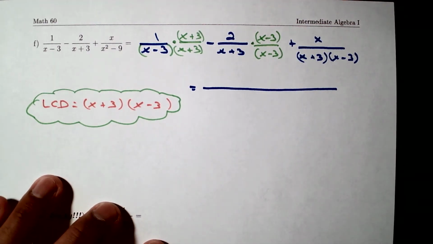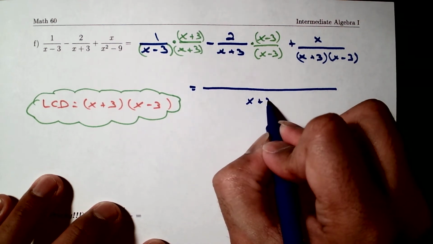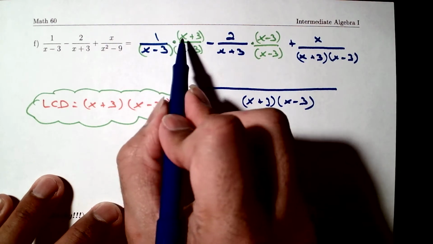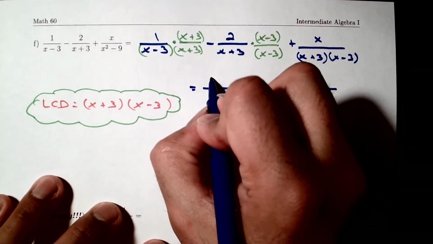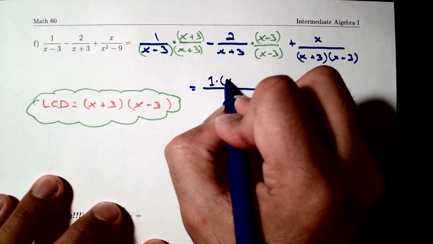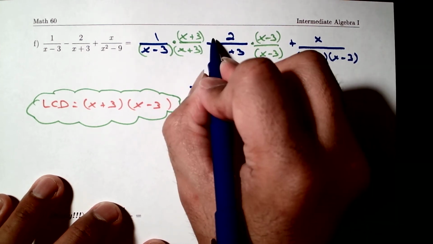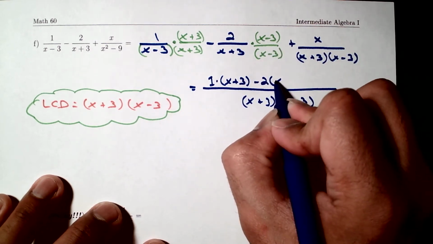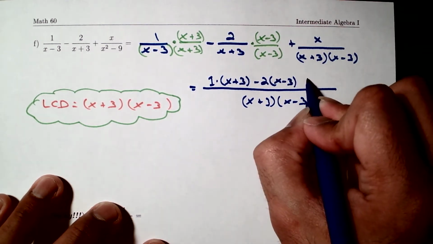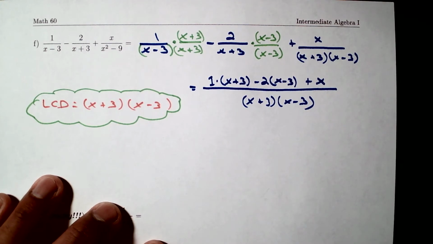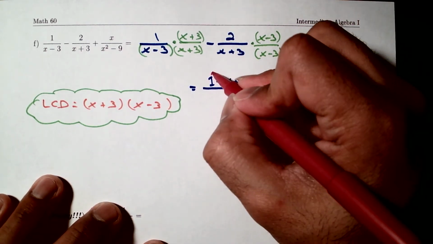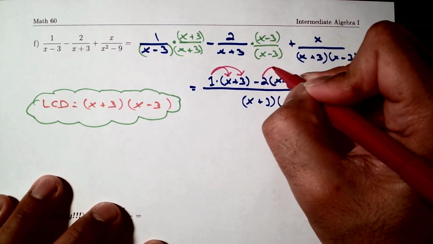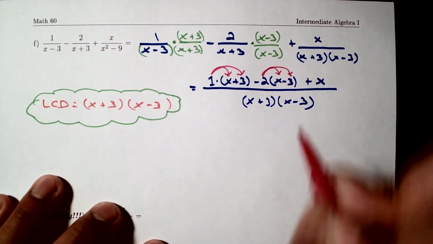Big division bar, LCD, 1 times x plus 3, that's simply 1 times x plus 3, minus 2 times x minus 3 plus x. What are we going to do next? You guessed well. Distribute the 1. Well, that's not going to do anything interesting, but over here, be very careful.